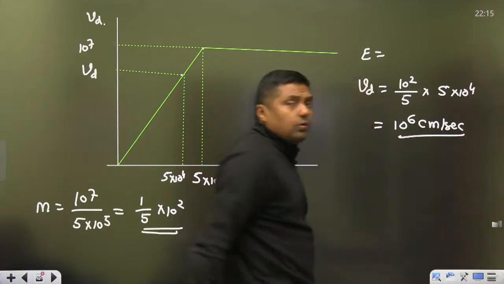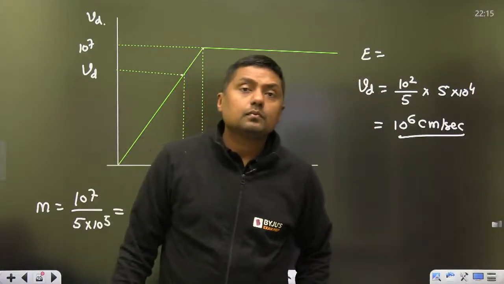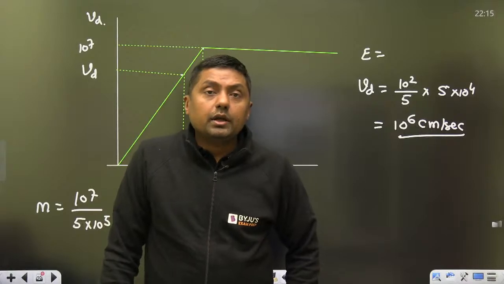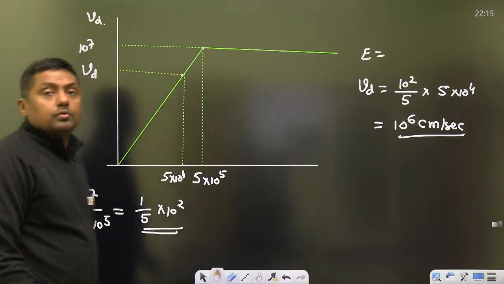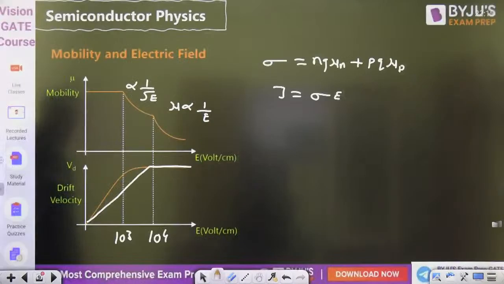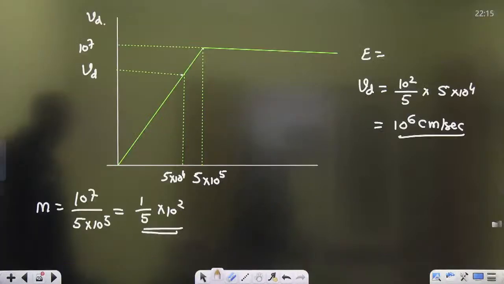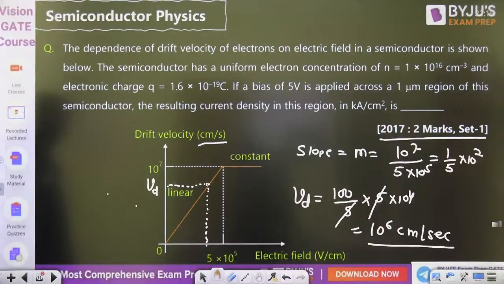Is it clear now, everyone? Right. So this is the case. Then you have to multiply it, and then you can find it. So now you have the idea about the drift velocity.